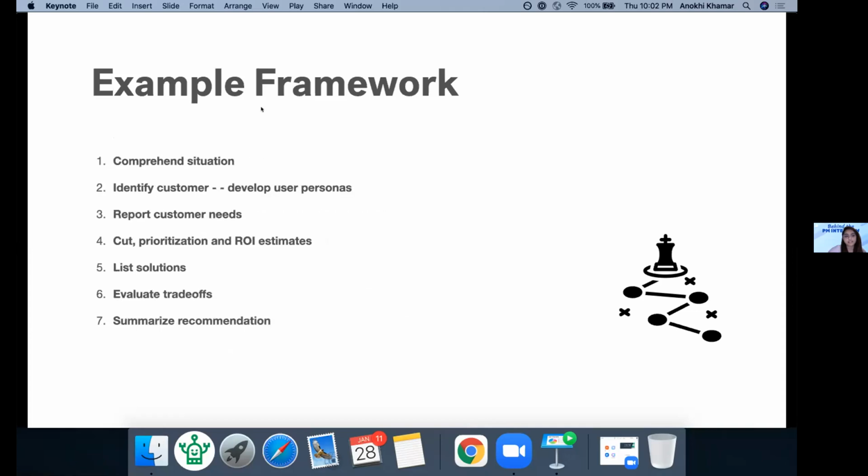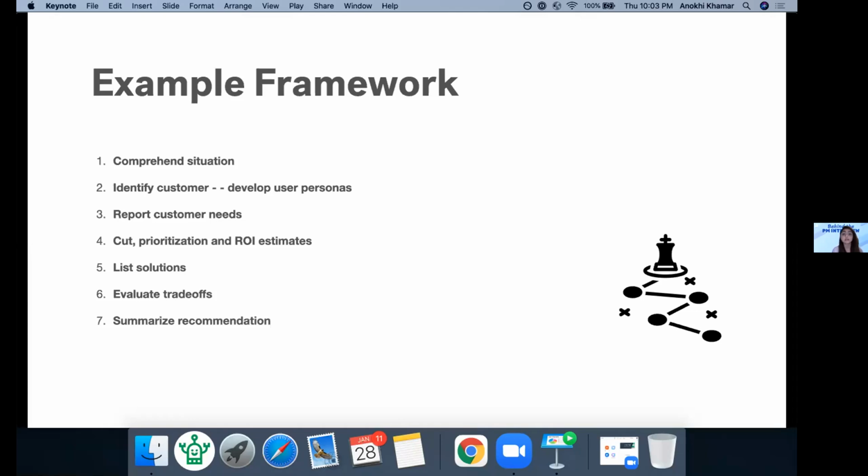Very similar, this is the CIRCLES framework. CIRCLES is the acronym here, and it's the same concept. It's essentially identifying your situation, then what your customer is and who they are, what their needs are, how you're going to prioritize your feature list, and why you're going to select certain features over others. What solutions can you think of that solve for those features, as well as the roadmap needs for that product?